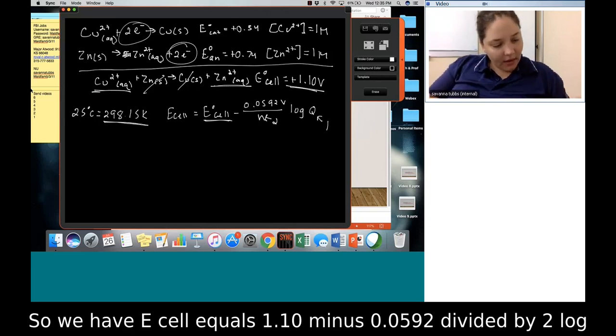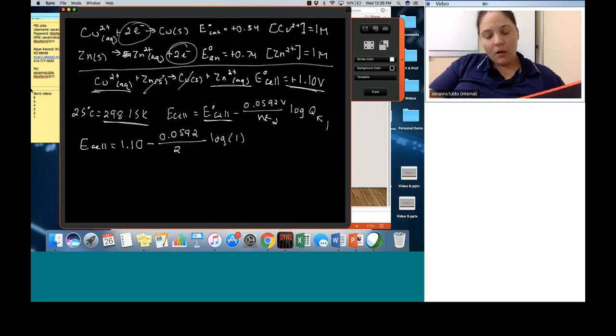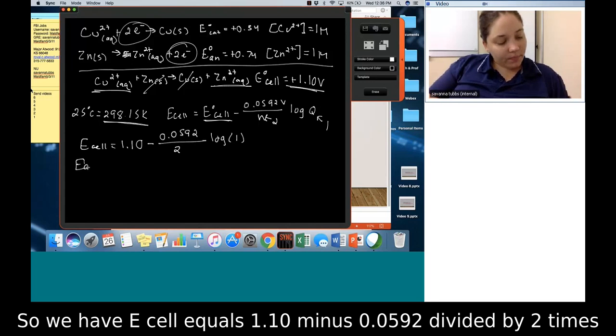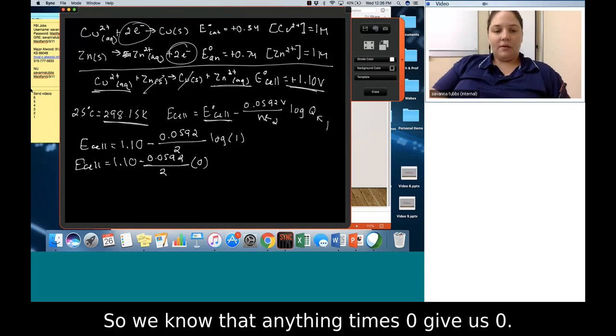So we have E cell equals 1.10 minus 0.0592 divided by 2 log of 1. So when we plug in log of 1, this is going to give us 0. So we have E cell equals 1.10 minus 0.0592 divided by 2 times 0. So we know that anything times 0 gives us 0.